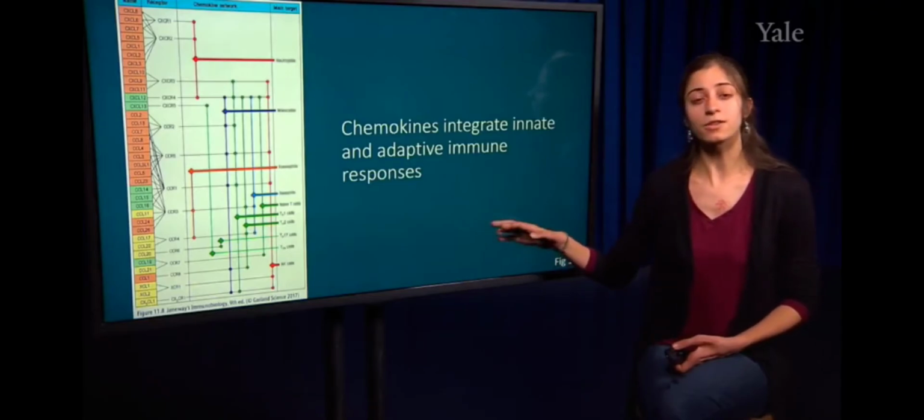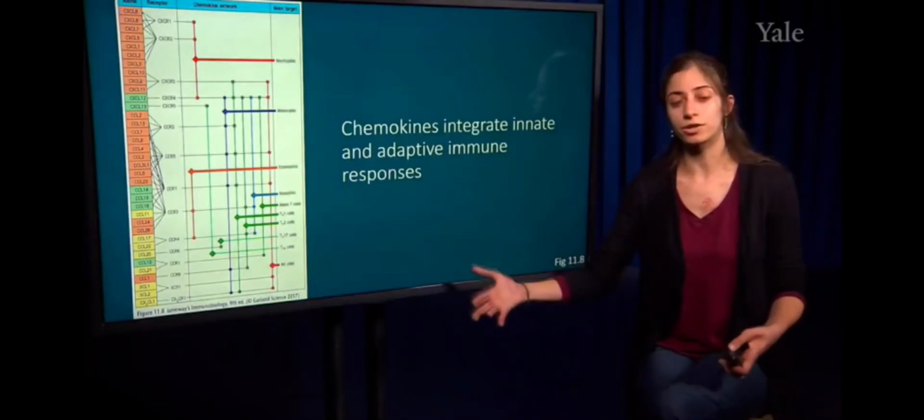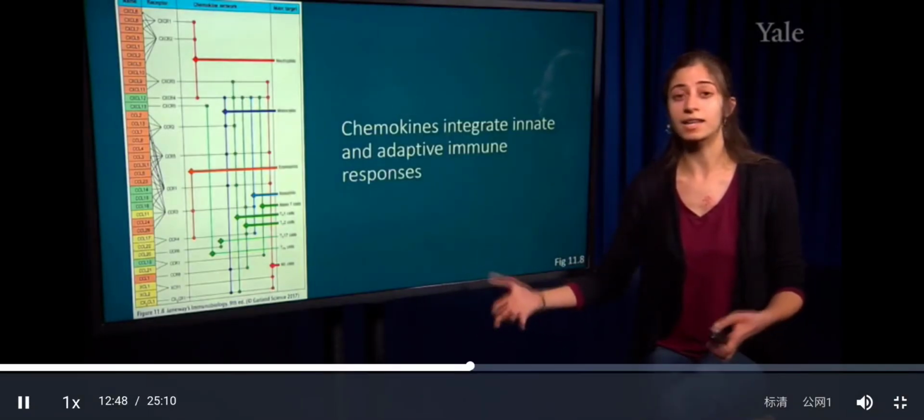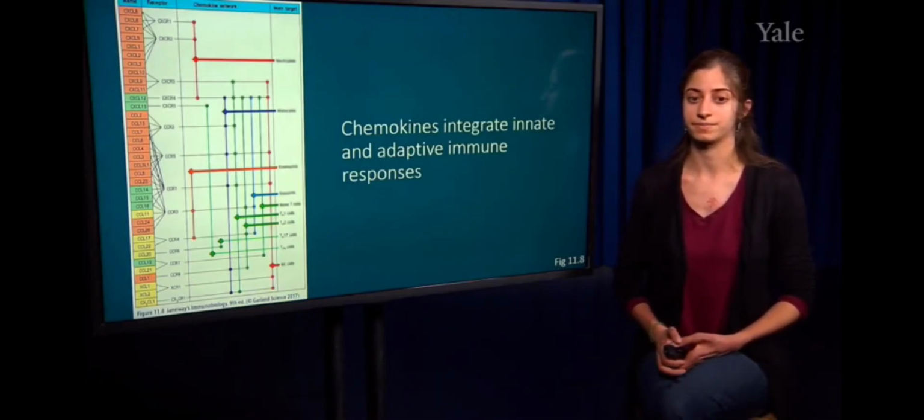To that note, it's also important to remember that chemokines are essential for integrating the adaptive and innate immune responses. Many of these cytokines will signal through the same receptor, and many of these receptors are expressed on different cell types, but at different times, which will help orchestrate an effective and highly organized immune response to varying different types of infections.